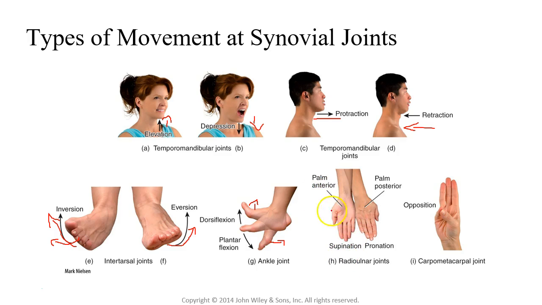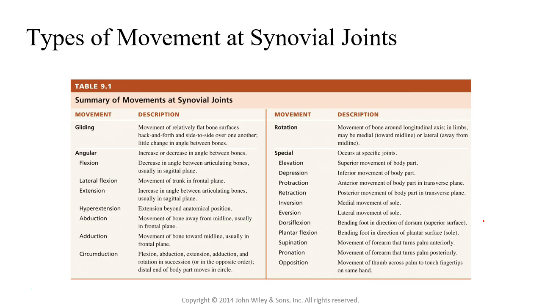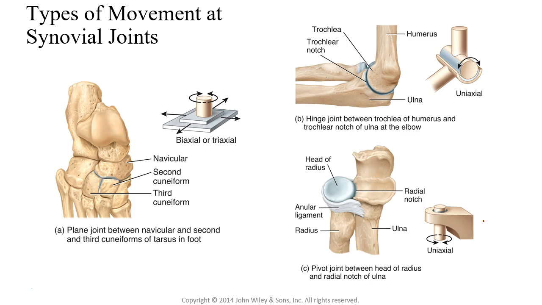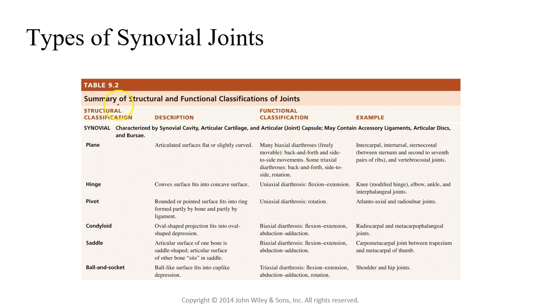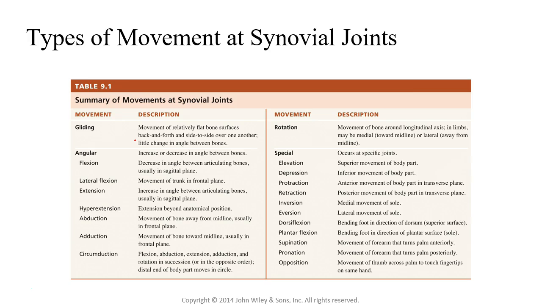Supination and pronation. Supination, we are moving the palm anteriorly. Pronation, the palm is moving posteriorly. And then opposition is seen only at the thumb. You are bringing the thumb and the fifth digit closer to each other. Here is a large table for you to look at to have a better example of what all of these movements mean.